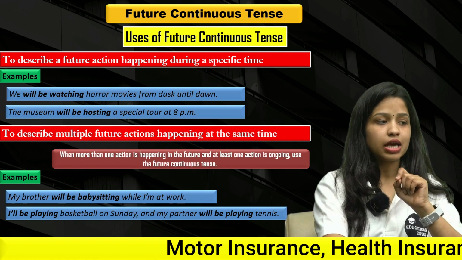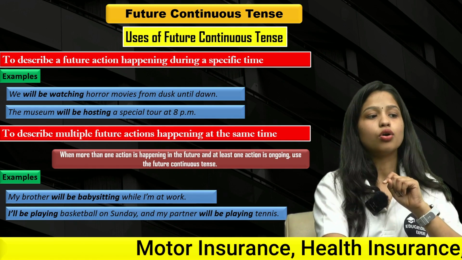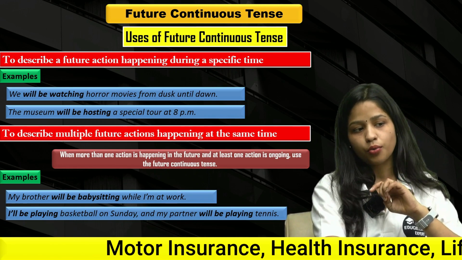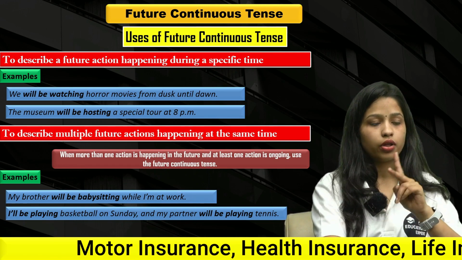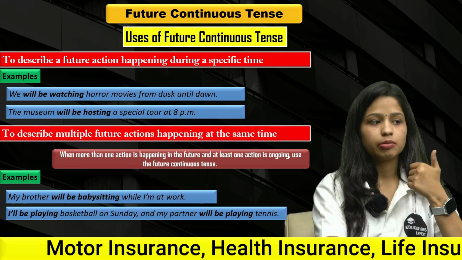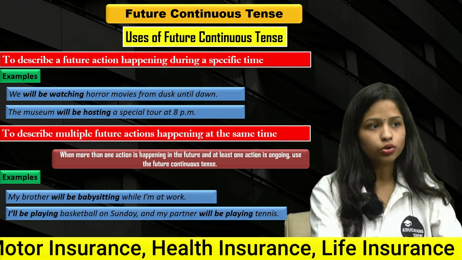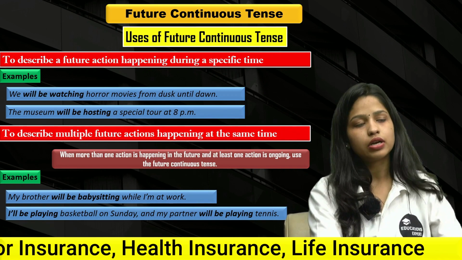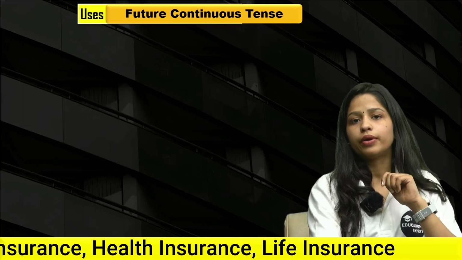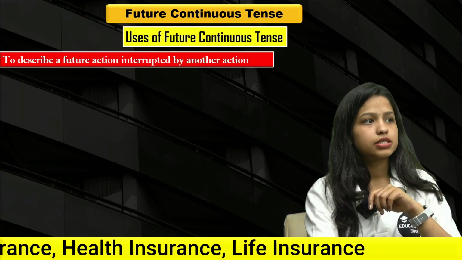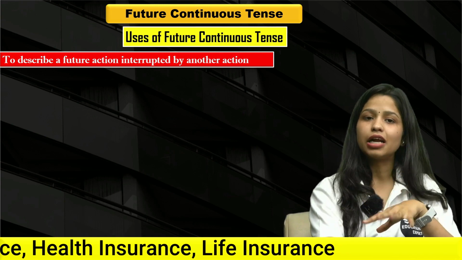Next up we have: I'll be playing basketball on Sunday and my partner will be playing tennis, right? So again there are two actions at the same time. I'll be playing basketball on Sunday and my partner will be playing tennis. I hope now this is clear for you. Both the rules are definitely clear for you. Now let's move forward.